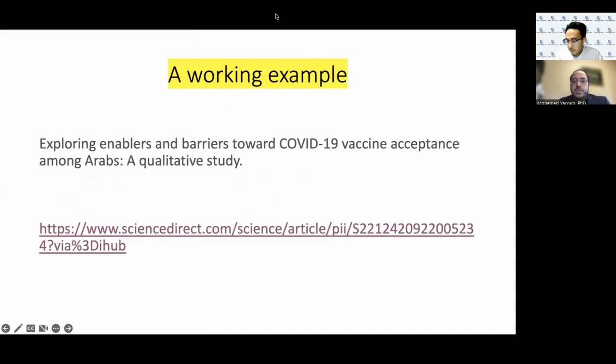Okay, so this is the example that I am going to show you now. Exploring enablers and barriers toward COVID-19 vaccine acceptance among Arabs. This is a qualitative study.